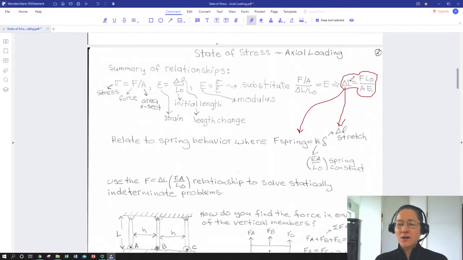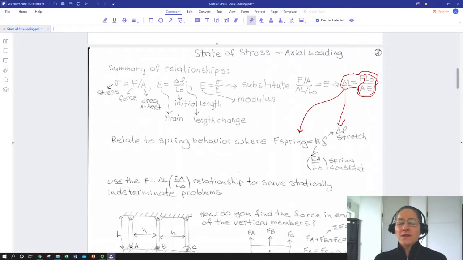So if we look at delta L and F, we'll notice that this L0, A, and E terms, their ratio there, if we flip it around and write F in terms of delta L, we'll notice that modulus times cross-sectional area divided by initial length would be K, our spring constant, in our expression for force due to a spring that's been stretched or compressed.